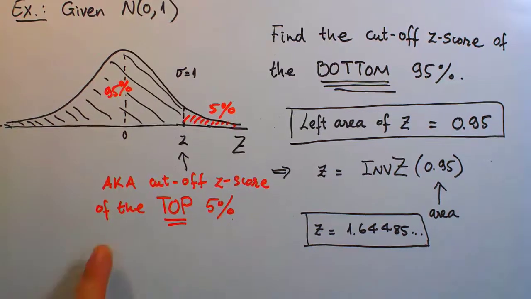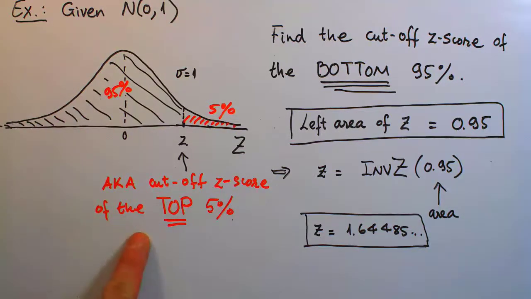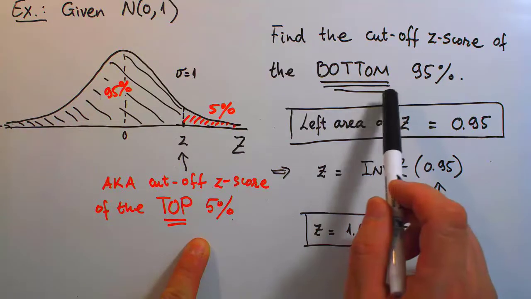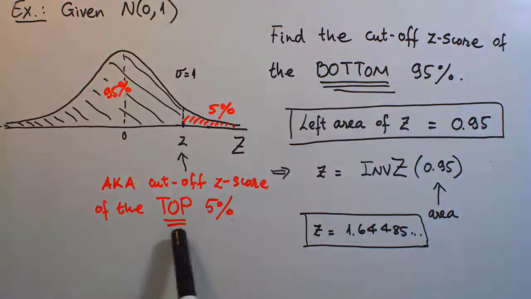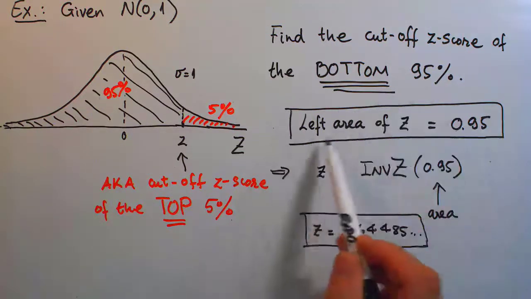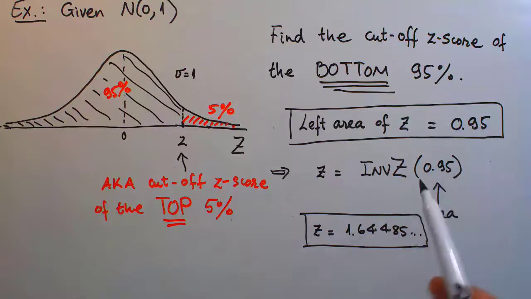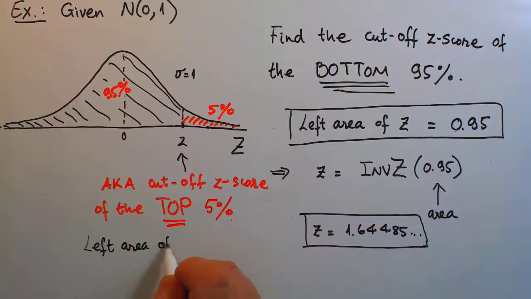And really, if the problem was worded as finding the cutoff z-score of the top 5%, it's the same z-score ultimately that we need to get. But instead of being asked as a bottom 95%, the problem asks for the top 5%. Then your first big responsibility is, once again, and that was the reason why I put this step right here, finding the left area of z, and I put that in a box right here, because your first big step is to figure out from where your cutoff is, how much left area of z that is. But here we have to do a little bit of math.